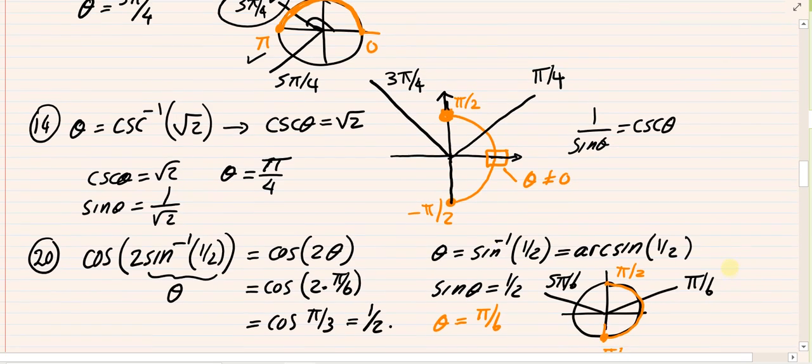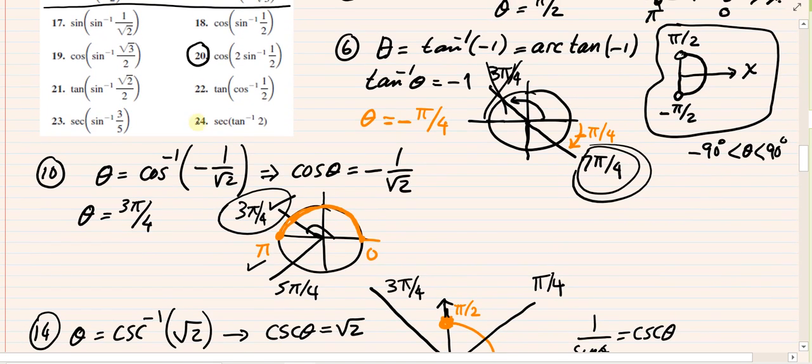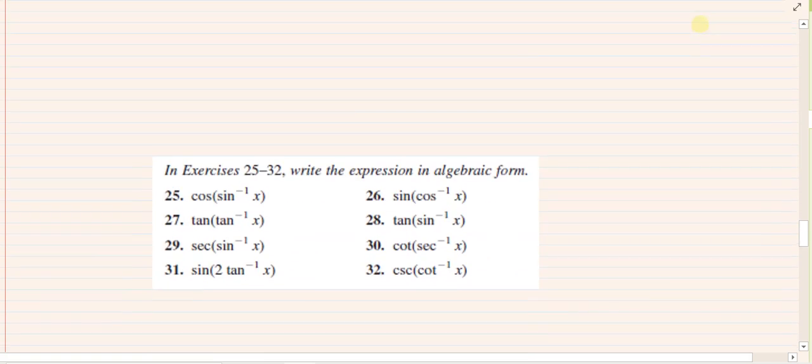Let's take a look at another one, maybe 24. In 24, we have secant of arc tan of 2. Number 24.